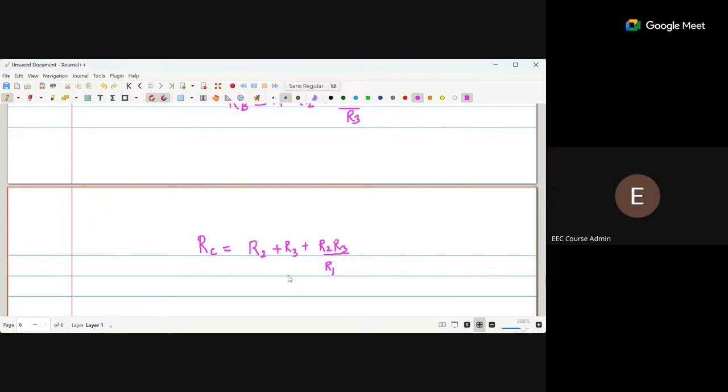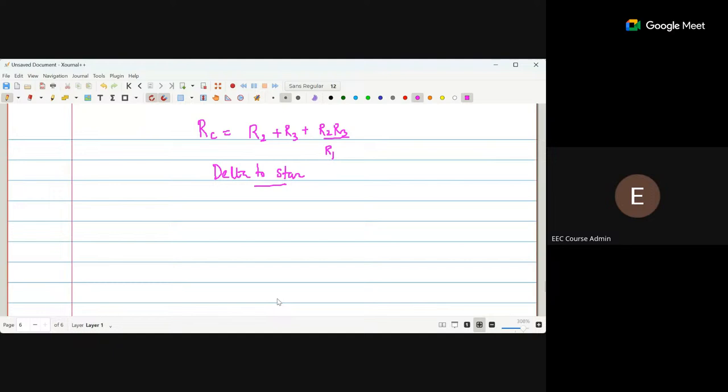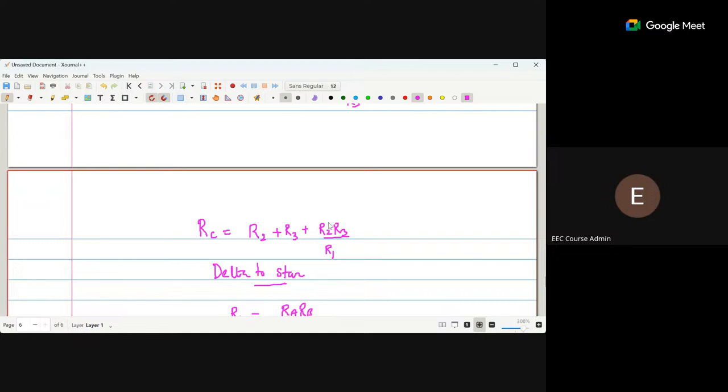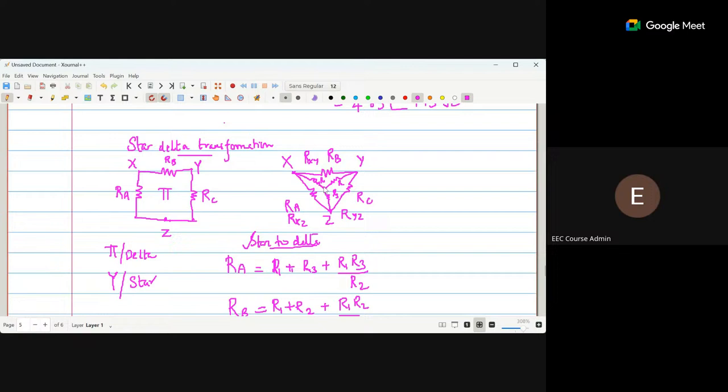Now delta to star. That means if you know RA, RB, RC, how to find out R1, R2 and R3. So R1 will be RA RB divided by RA plus RB plus RC. I will tell you how to remember this. R1: what are the resistors connected to this node X? That is RA and RB, so RA RB divided by the sum of the resistors.